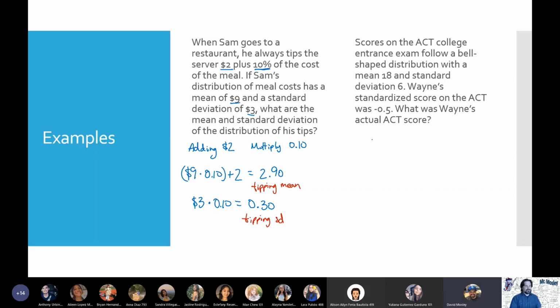Right, so we know we're going to use the formula z equals x minus x bar over the standard deviation. I know what the value of z is. It's negative 0.5. I don't know the value of x. That's what I'm looking for. Minus the mean, I have that, divided by the standard deviation of 6. So this is just about setting up the equation to work backwards.